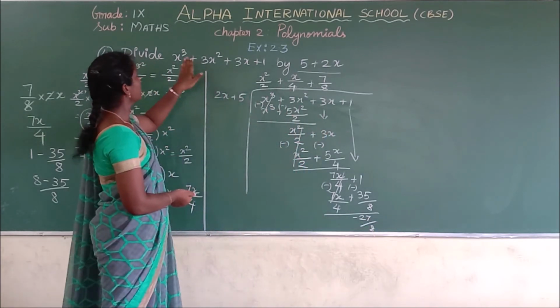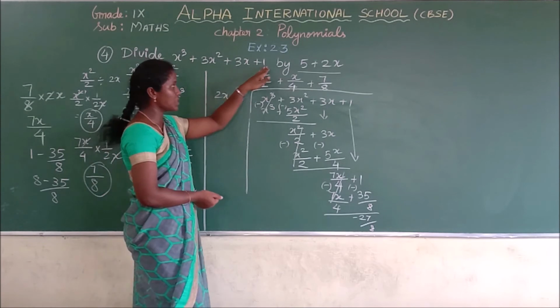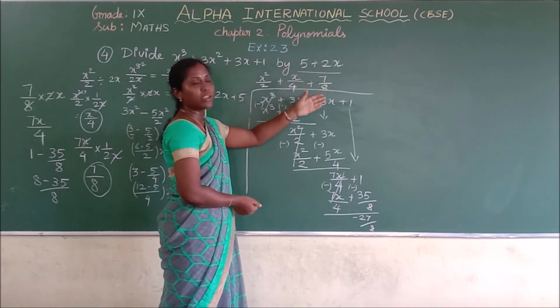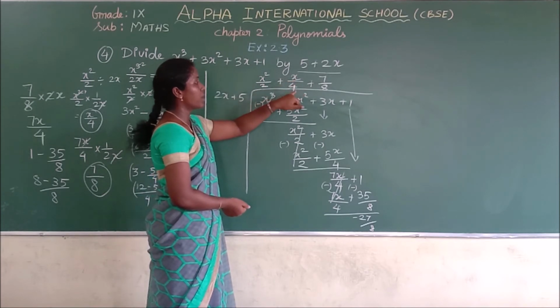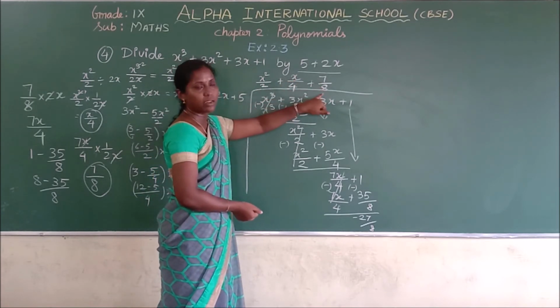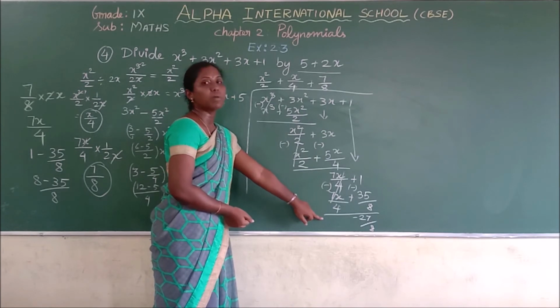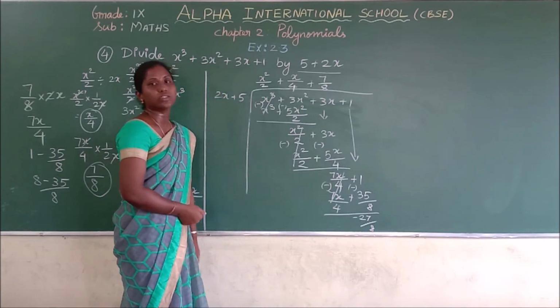So on dividing x cube plus 3x square plus 3x plus 1 by 2x plus 5, we are getting the quotient x square by 2 plus x by 4 plus 7 by 8. And the remainder for this problem is minus 27 by 8.